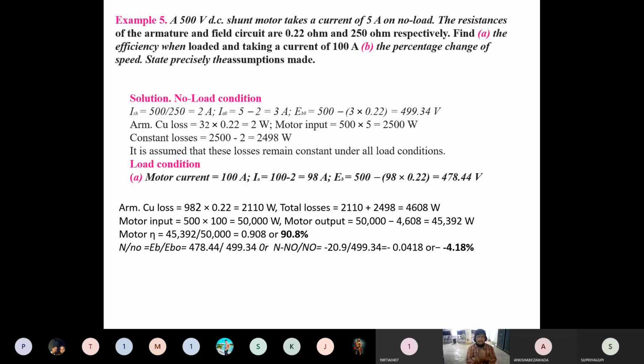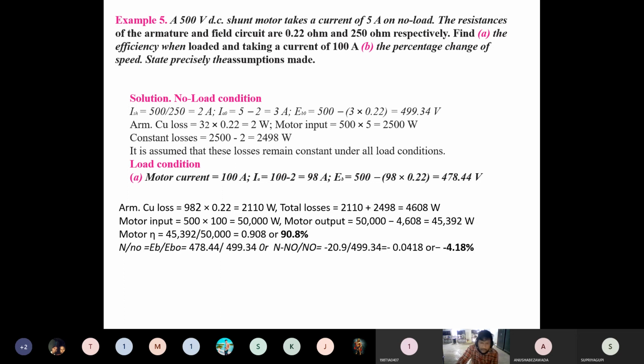First we calculate the no load armature current, then the no load back EMF. Now we calculate the armature copper loss. Armature copper loss is nothing but IA naught square RA. IA naught is 3 amperes, so 3 square multiplied by RA 0.22, that is about 2 watts.